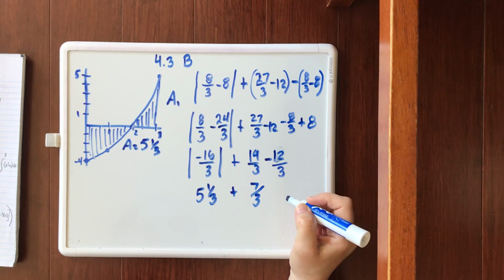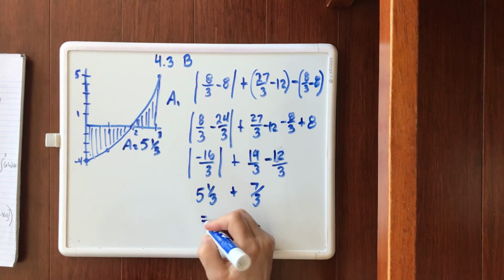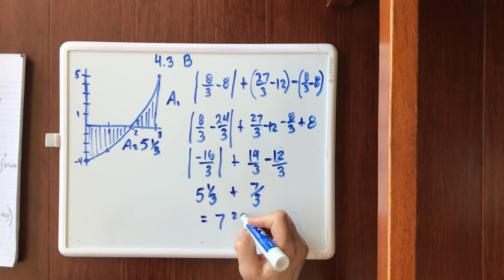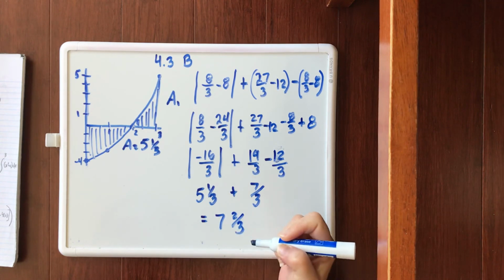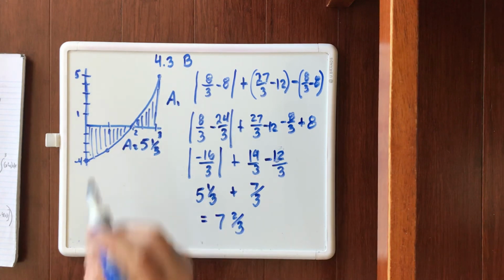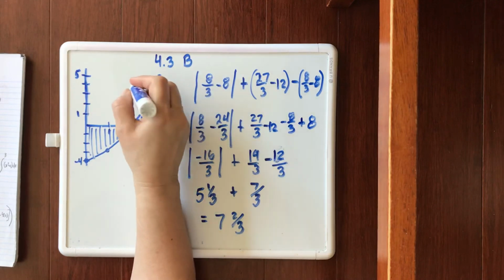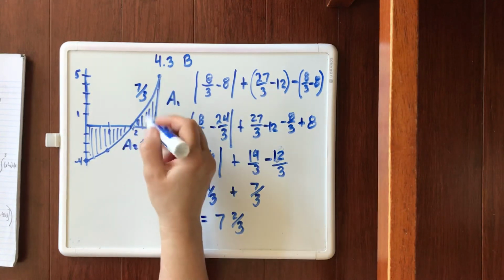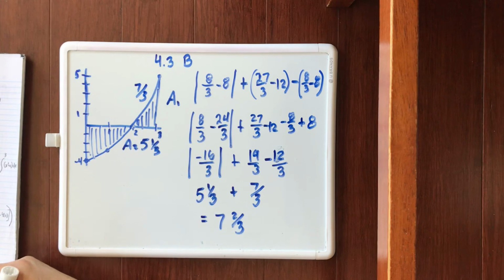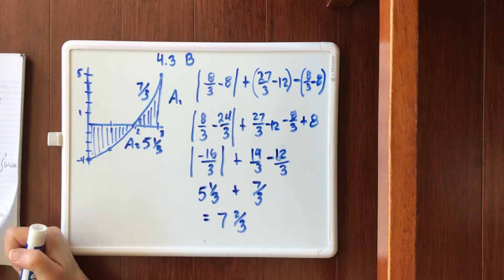Okay. Now when we add these up all together, we get 7 2/3. All right. So this area right here was 7/3. And this area was 5 1/3. And we add them up together and get 7 2/3.